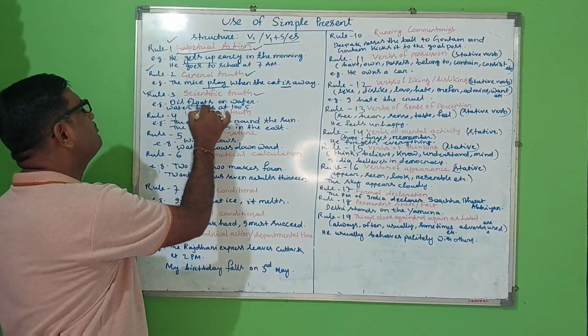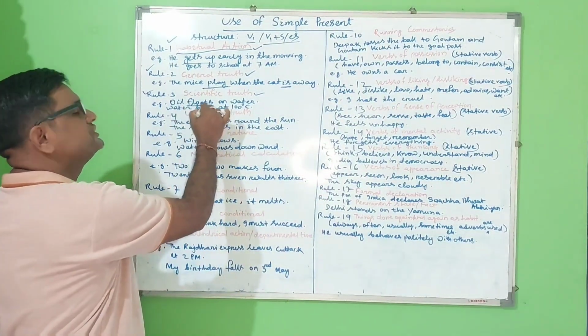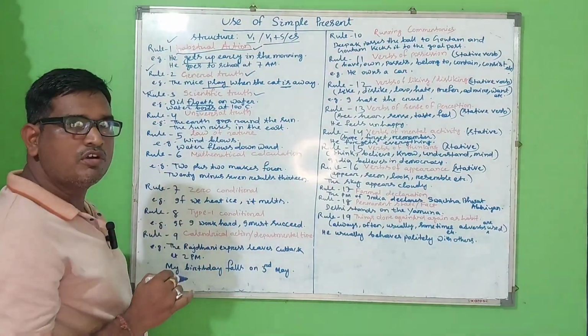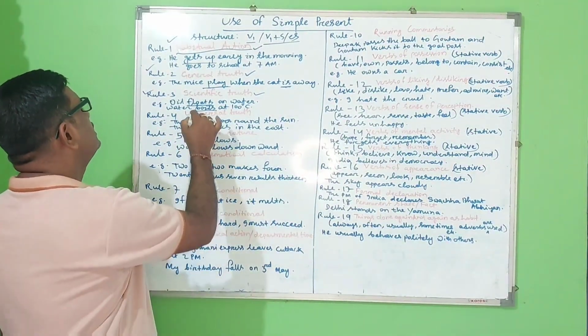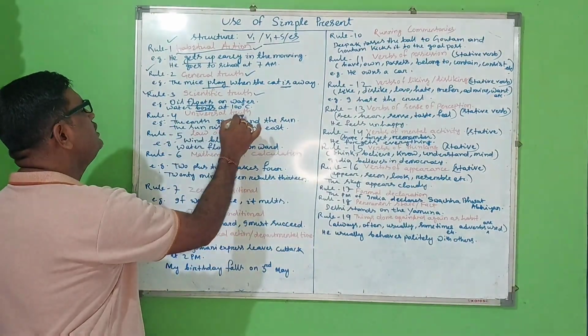Example, oil floats on water. Here floats is simple present tense. Clear? Then water boils at 100 degrees Celsius. So these are scientific truths. Next you see universal truth.